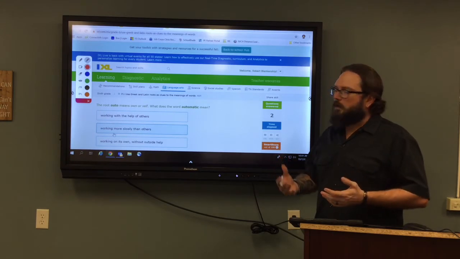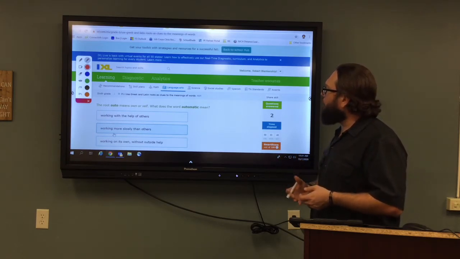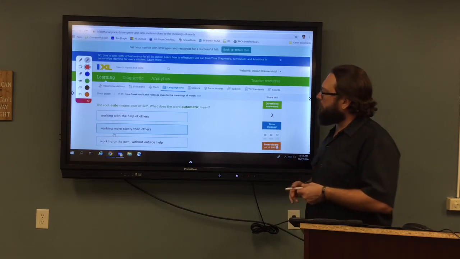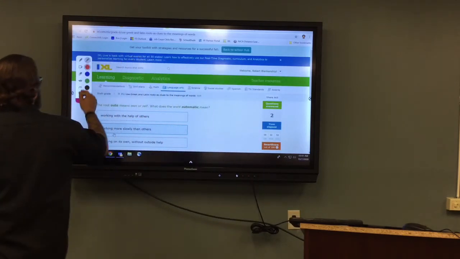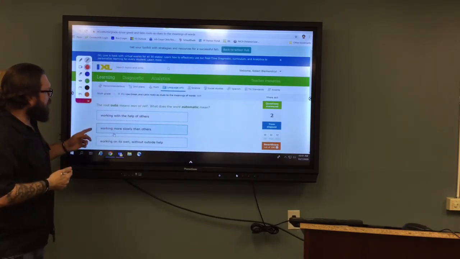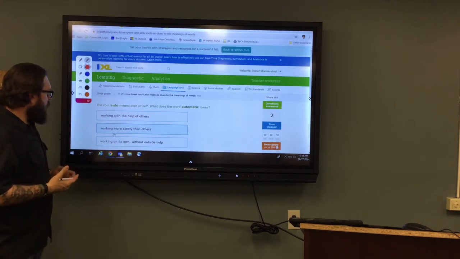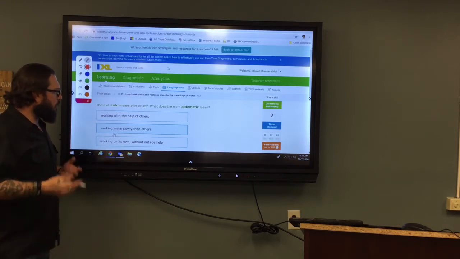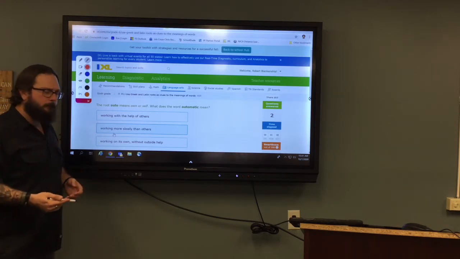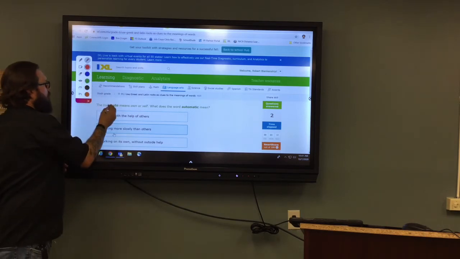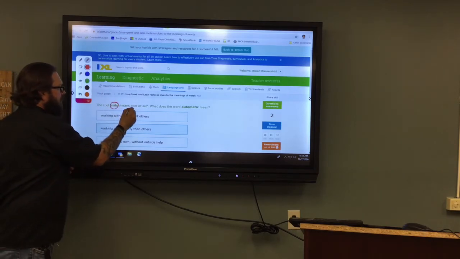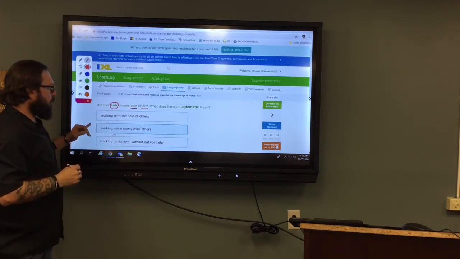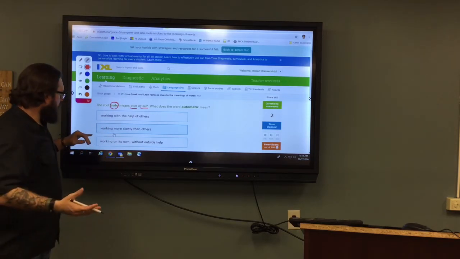The root auto means own or self. What does the word automatic mean? Well, let's look through our examples. So we have working with the help of others, working more slowly than others, or working on its own without outside help. We've already been told that auto means own or self. In other words, we're doing it on our own.